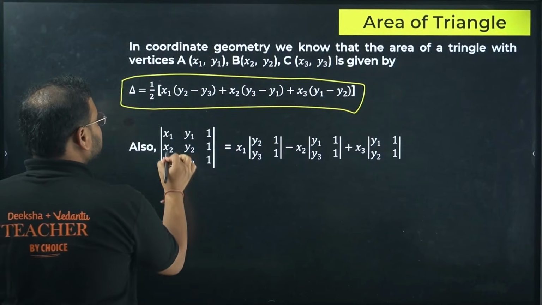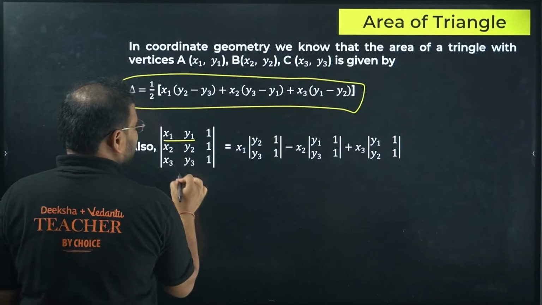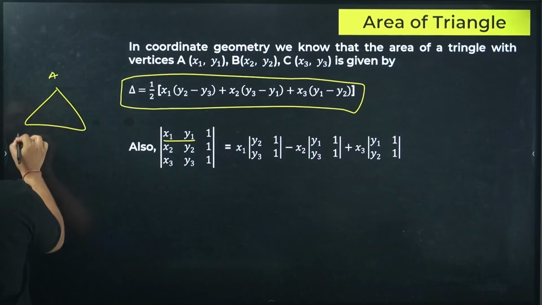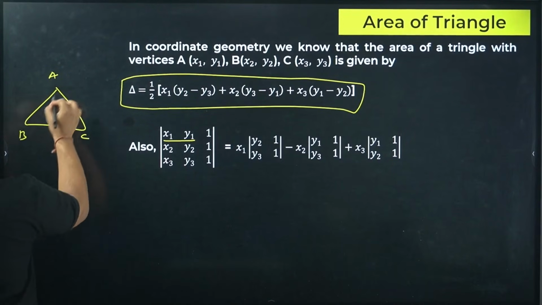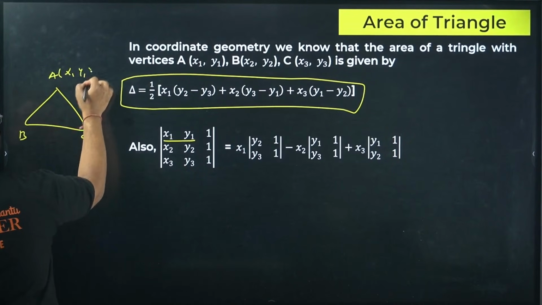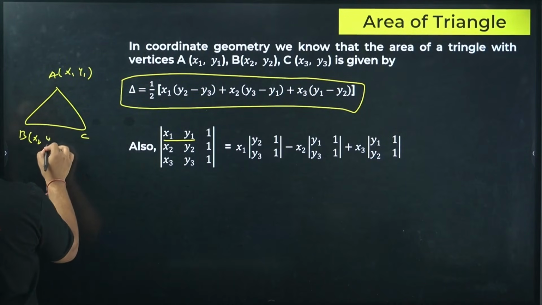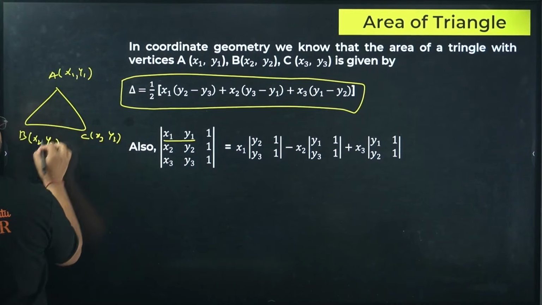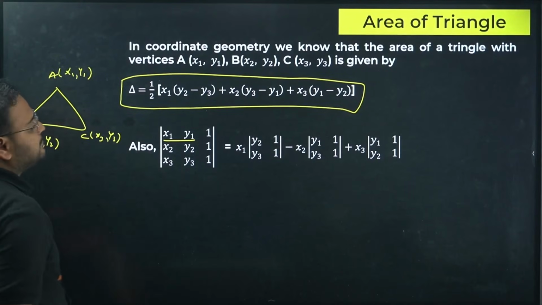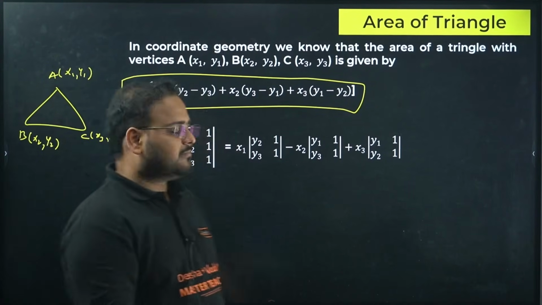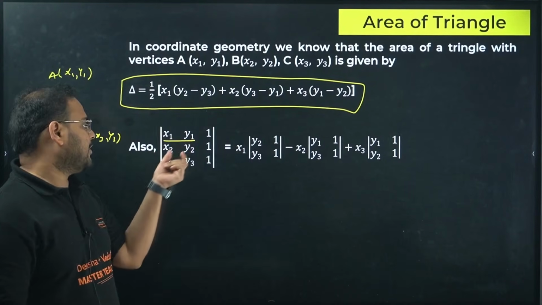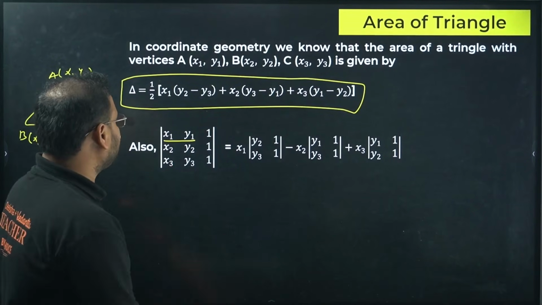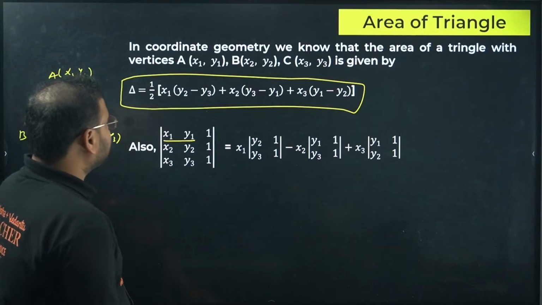You write the coordinates like this, x1, y1 for the 3 points that you have. Check here. This is point A, point B, point C. If A is x1, y1, B is x2, y2, and C is x3, y3, then you write the coordinates in 3 rows: x1, y1, x2, y2 and x3, y3. The last column is 1, 1, 1 because it is a 2D shape. Okay, there's no 3rd dimension over here. And simply find the determinant value of this.